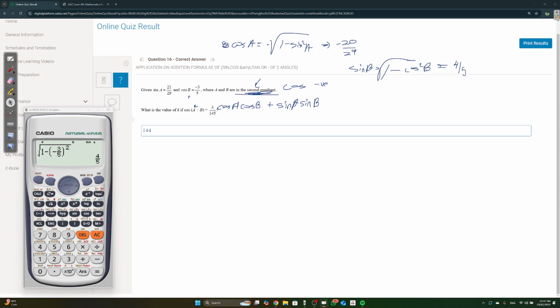Cosine A cosine B, so minus 20 over 29 times cosine B, which is minus 3 over 5, plus sine A sine B, so 21 over 29 times 4 over 5. You get 144.